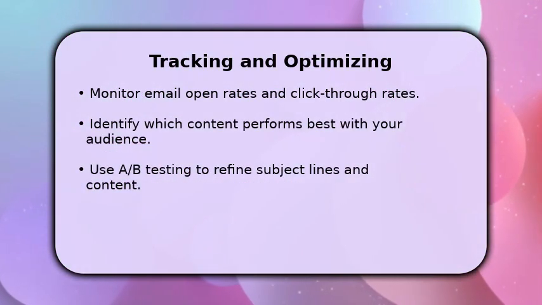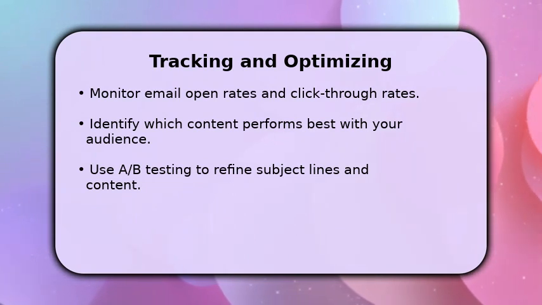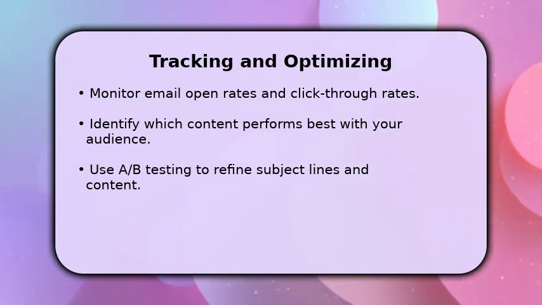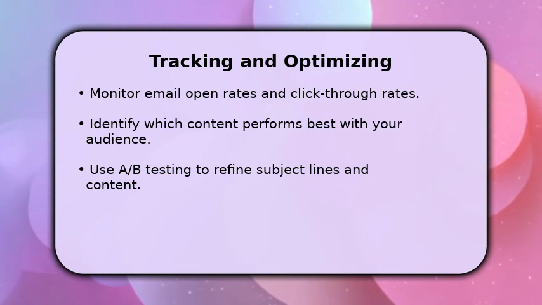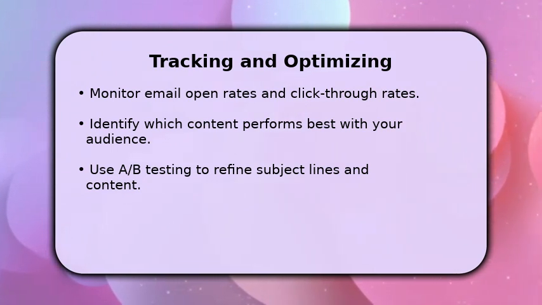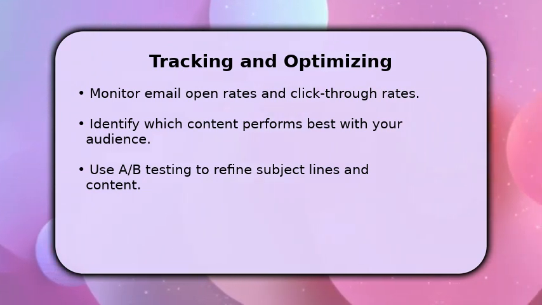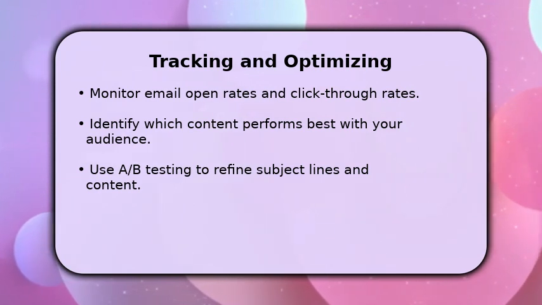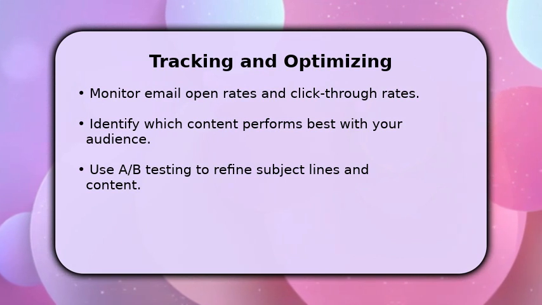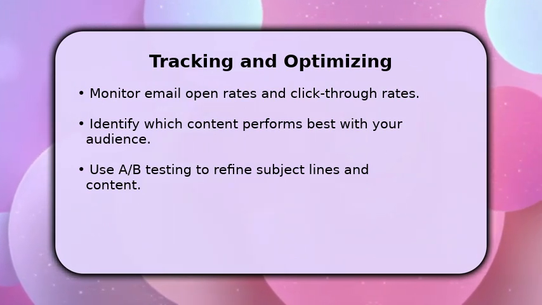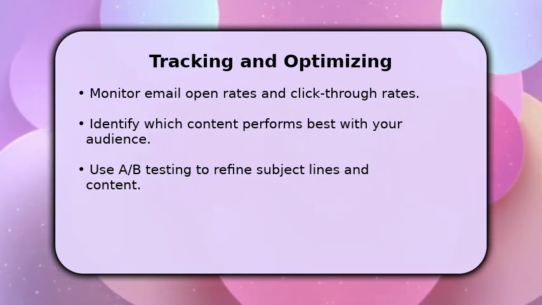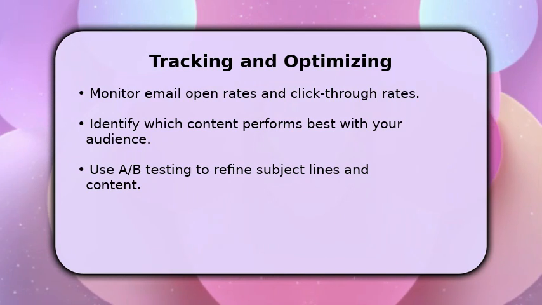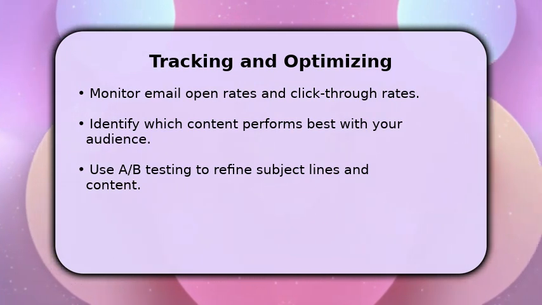Finally, tracking and optimizing your campaigns is crucial for continuous improvement. Mailchimp's reports show you valuable metrics like open rates, click-through rates, and subscriber engagement. Analyze this data to understand what content resonates most with your audience. Experiment with different subject lines or email layouts using A/B testing to find what works best. Regularly reviewing your performance allows you to refine your strategy and achieve even greater success with your email marketing efforts.